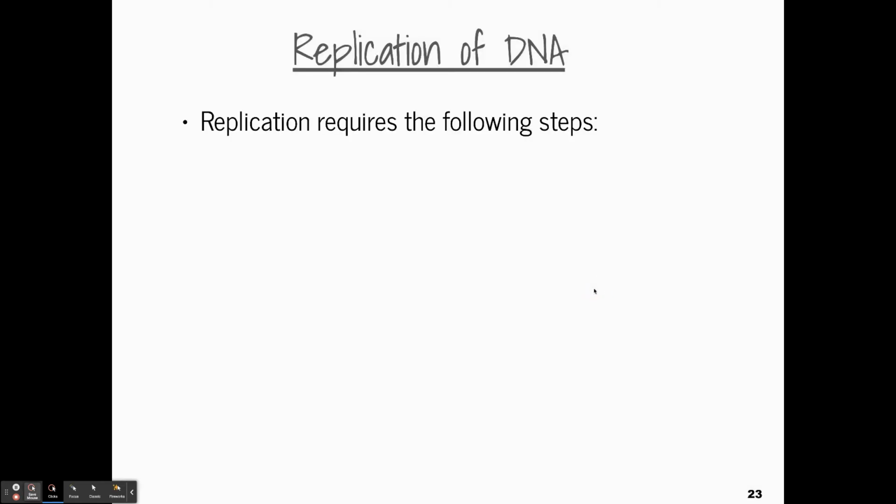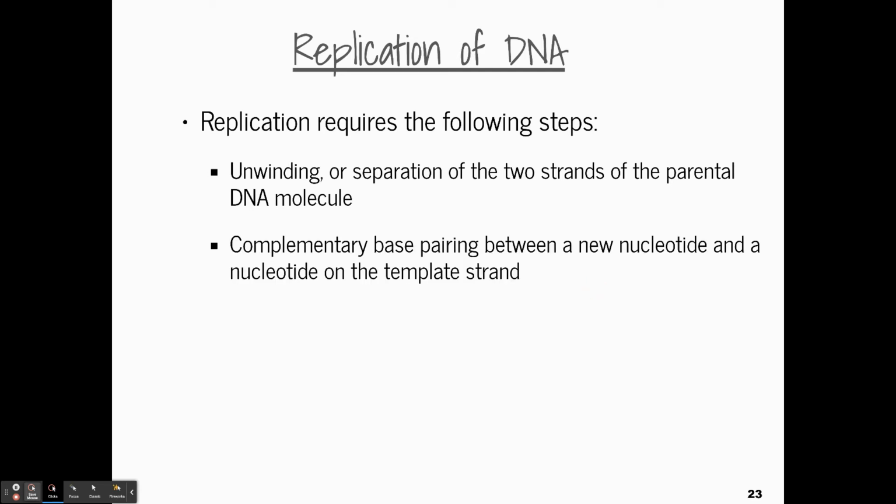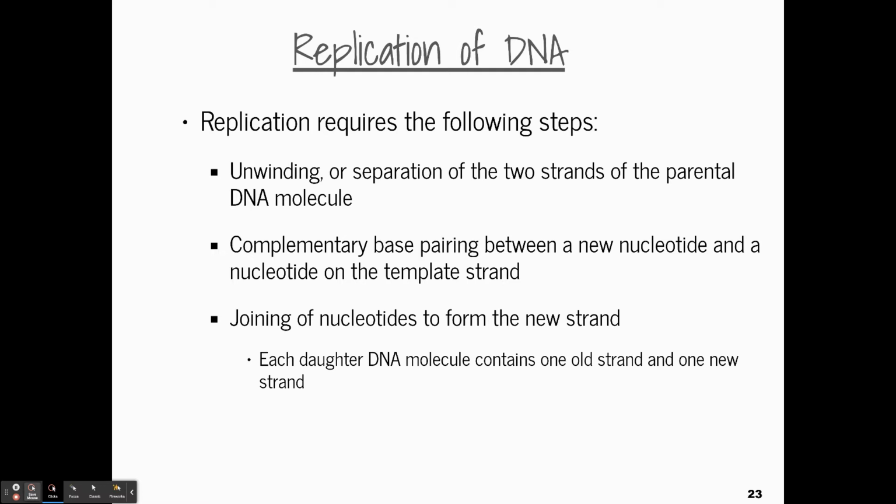All right, replication of DNA. Replication requires the following steps: unwinding or separation of the two strands of the parental DNA molecule. So first of all, we have to separate the DNA. Then we have to base pair. So we add complementary base pairs between a new nucleotide and a nucleotide on the template strand. We join the nucleotides to form the new strand. Each daughter DNA molecule contains one old and one new strand.